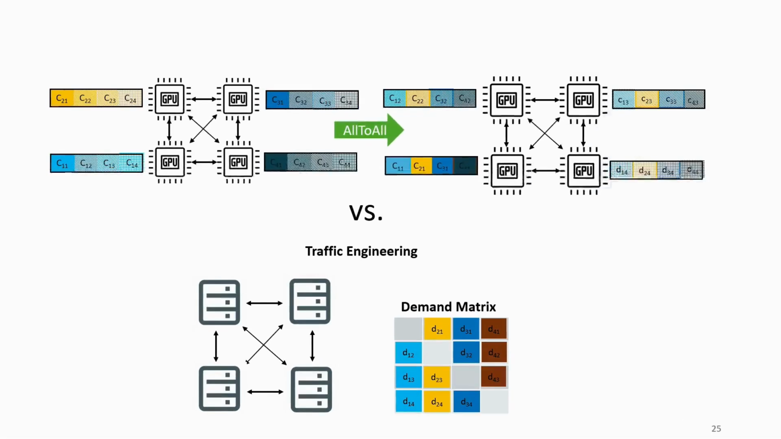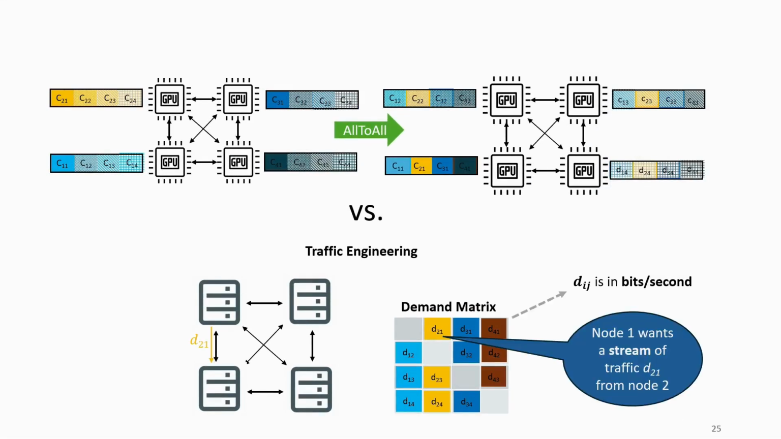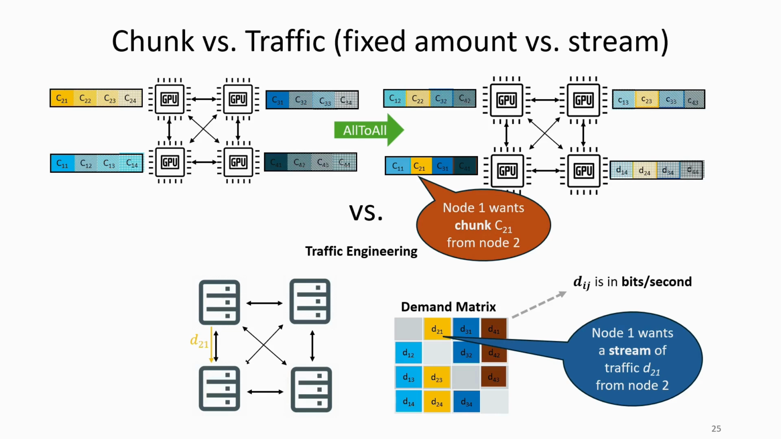The answer is, of course, no, they are not the same thing. So in traffic engineering, demand here is a stream of traffic. So D21 means that node 1 wants a stream of traffic D21 from node 2. On the other hand, for collective communication, C21 means that node 1 wants a chunk C21 from node 2. So a fundamental difference between the two is that it's a chunk versus traffic, where a chunk is a fixed amount of data, while in traffic engineering, we are dealing with an infinite amount of data in the form of a stream of traffic.